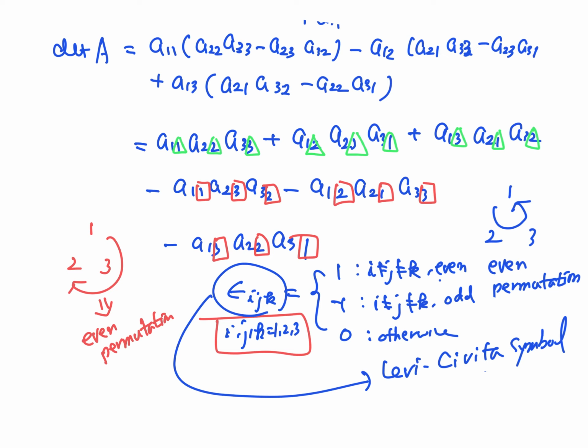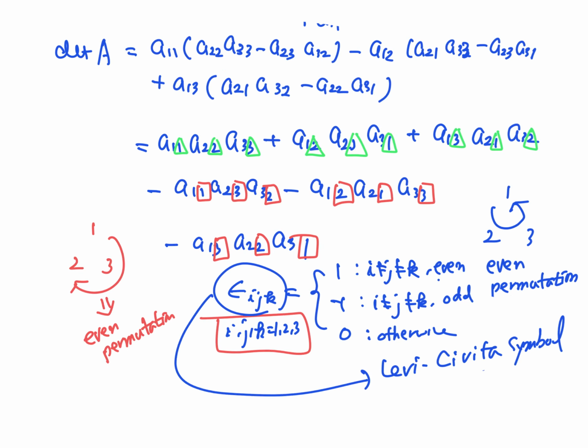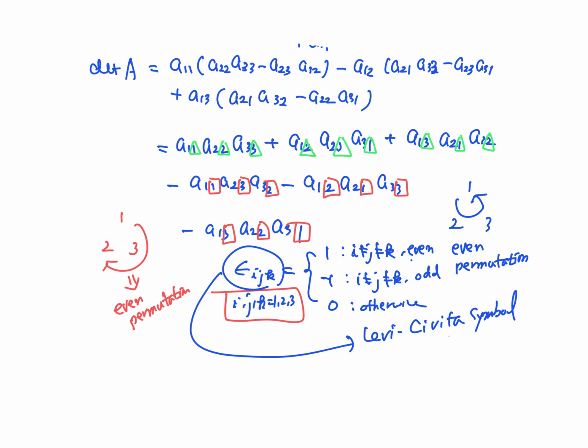So you learn two exotic functions, Kronecker delta and Levi-Civita. Then determinants can be defined as the following. Epsilon ijk.